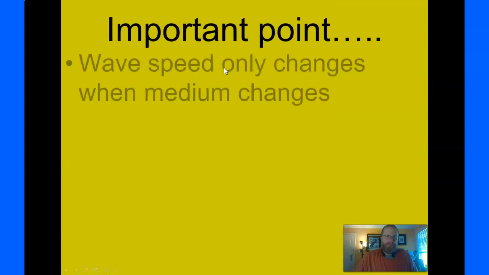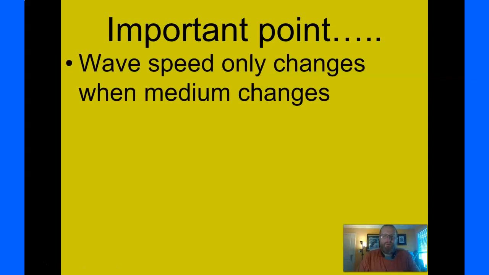All right, an important point. Wave speed only changes when the medium changes. The only thing that controls the speed of a wave is the medium through which it is going. Now, in a previous lesson, you learned about the velocity of a wave and the equation: velocity of a wave equals frequency times wavelength. If you change the frequency, the velocity won't change. The wavelength will change so that they both multiply together to make the same number. The only thing that changes how fast the wave goes is what it's going through.